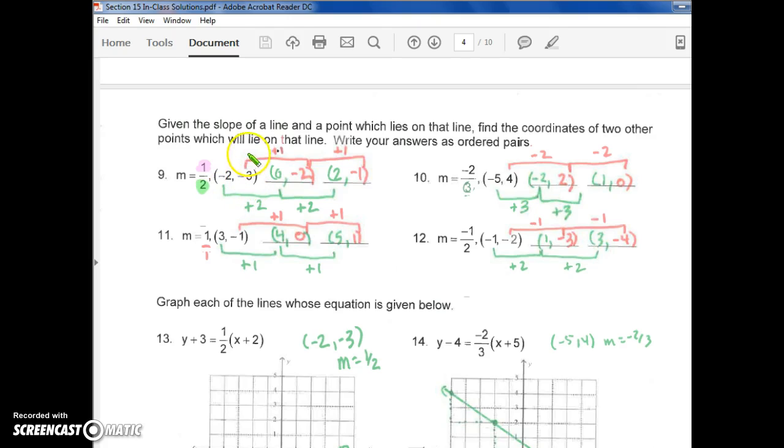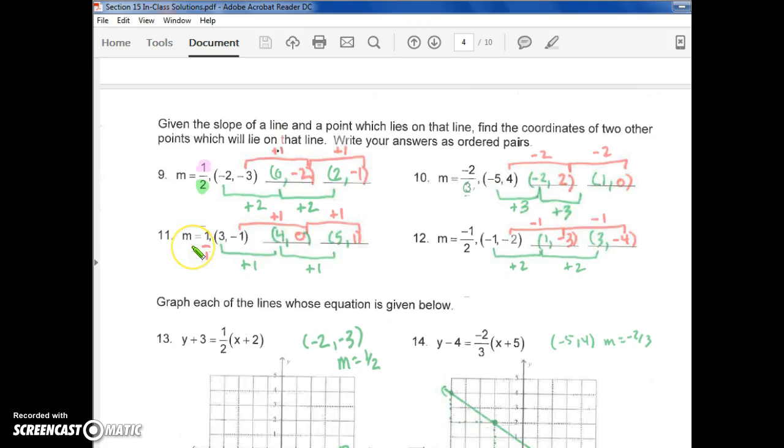So from negative 3, when I add 1, I get to negative 2. From negative 2, when I add 2, I end up getting to 0. Directions say we want 2 other points, so we're going to repeat that pattern again. Go negative 2 and add 1 to get negative 1. Go from 0, add 2, and you get positive 2.